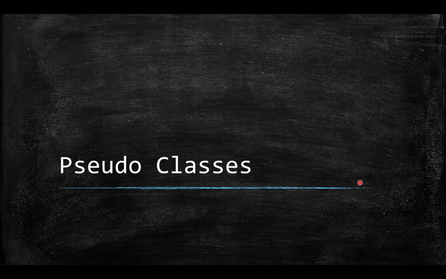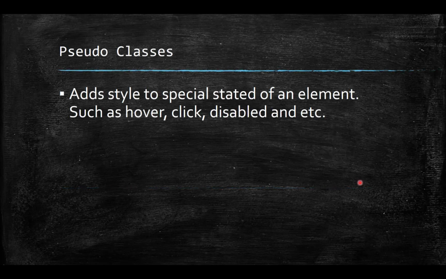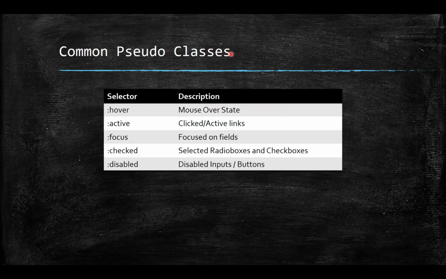But here in pseudo classes, it adds style to special states of an element such as hover, click, disabled, and etc. Like our mouse: if we hover our mouse on the button, the button will animate, right? So these are the common pseudo classes. Actually, we have lots of pseudo classes. If you check W3Schools or any tutorials, there are a lot of them, but I would just choose the most common.